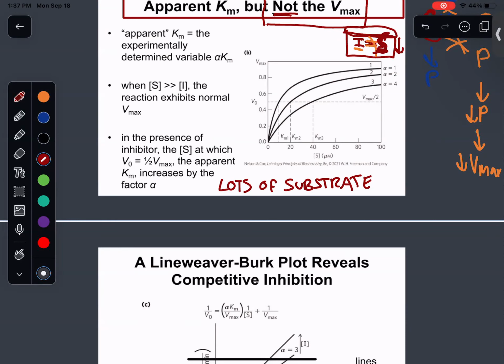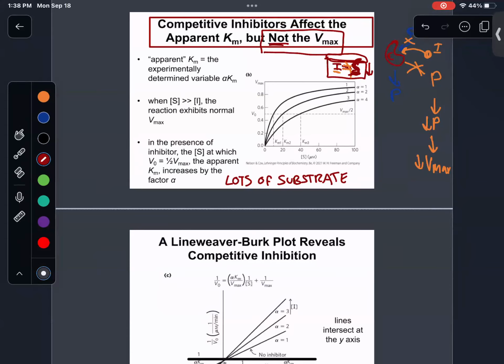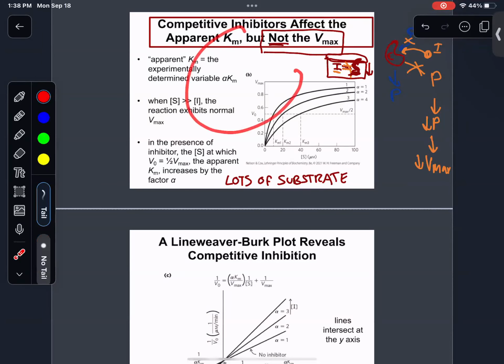If I pour in a bucket load of substrate on top of a small amount of inhibitor, you won't really necessarily affect the Vmax. Does that make sense? Does that not make sense to anybody? Because I'm happy to go over it, this is important. We do have to get these basics down. Okay, good. That's really the idea that I'm trying to get across with this whole slide.